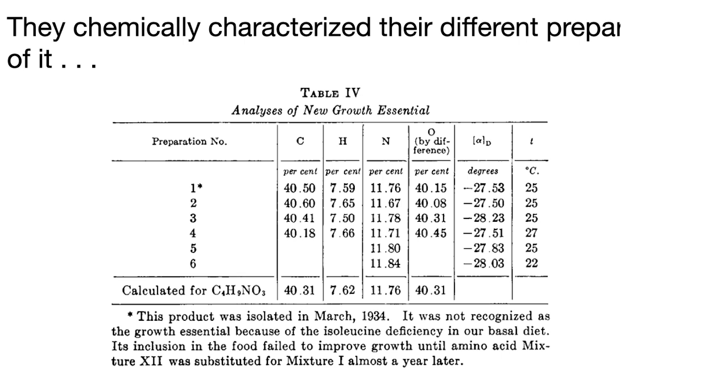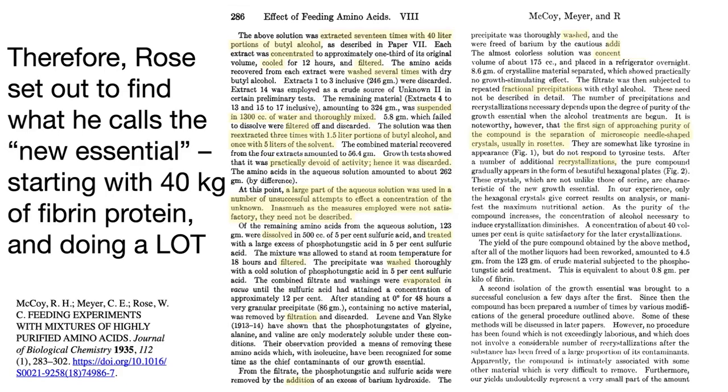Here you can see the results of some experiments he did in rats, where he gave them the mixture that he made. And you can see that the rats, this is showing their weight, so their weight was declining over days because they were missing some sort of essential nutrient. And you can see that quantified here as well. So Rose set out to find what he called the new essential, starting with 40 kilograms of a different protein, fibrin, and doing a lot of stuff.